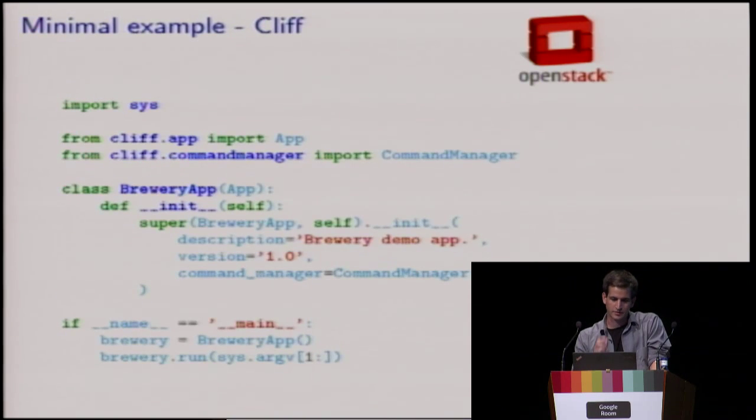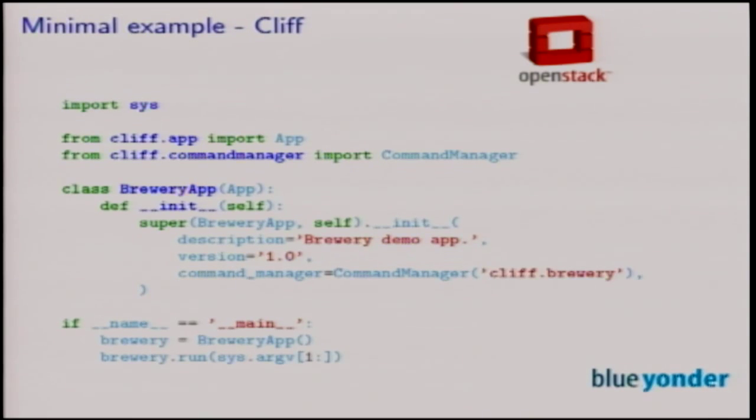So for Cliff, this is more code, but actually it's not that complicated. There are two important things here: this App class and the command manager. So you subclass from App, and then you have to pass a command manager to it. And the command manager says how subcommands should be found. The default command manager here finds subcommands via setuptools entry points, like I already said. So it looks for setup entry points in the cliff.brewery entry point names.